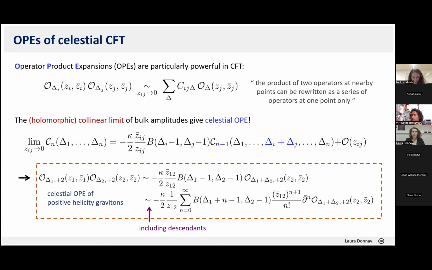Does this relate to the soft theorem? Because we have the soft theorem pole. We have this pole. It resembles the soft theorem.